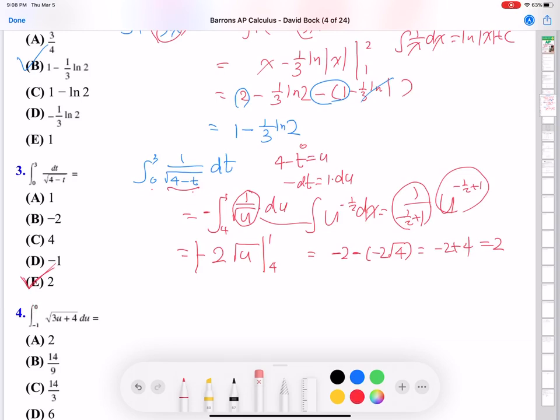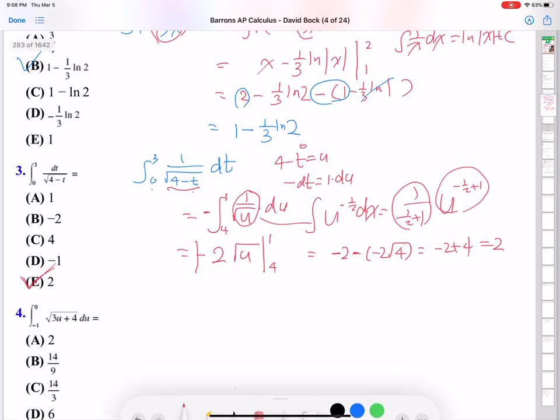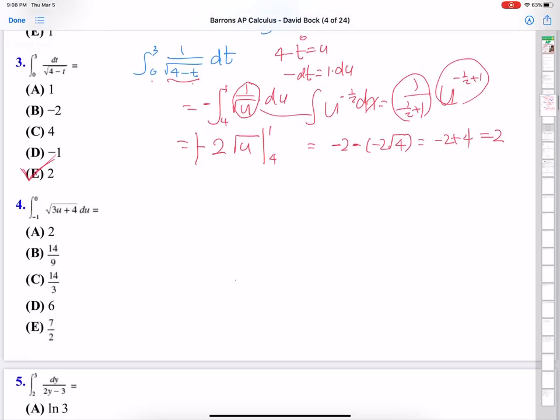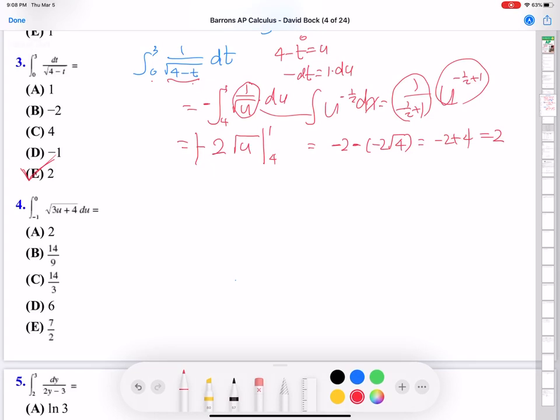Number 4. Number 4 is this. Integral from negative 1 to 0 of square root of 3u plus 4 du. It is another u substitution. Let the 3u plus 4 be the substitution, but the u part already has u. So I let that part be large U, and then I change this function to a large U function. Square root of large U, then I can change the u to large dU. So it is 1 over the derivative of the U part times dU.